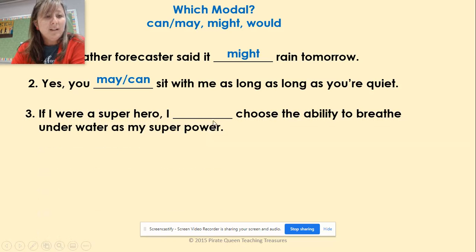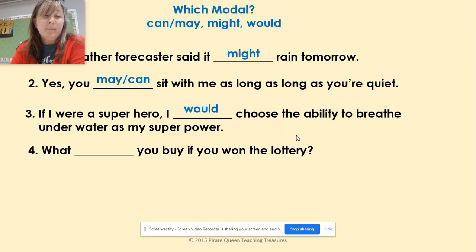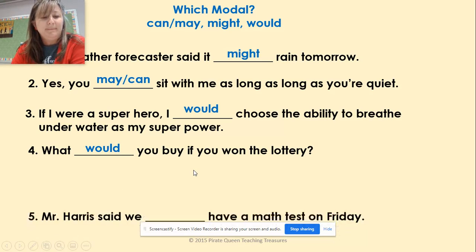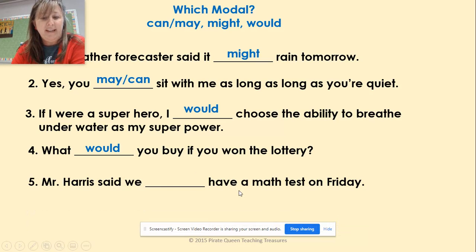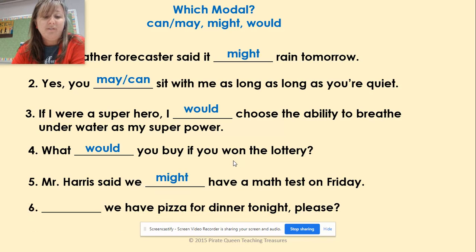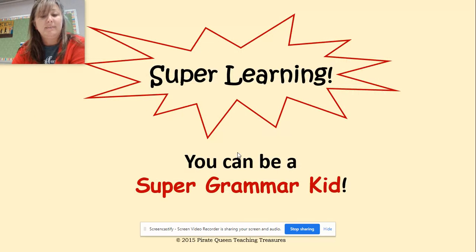Number 3, if I were a superhero, I blank choose the ability to breathe underwater as my superpower. I would choose. So remember, it's mostly unlikely it will happen. Number 4, what blank you buy if you won the lottery? So what would you buy? Mr. Harris said we blank have a math test on Friday. So we might have a math test on Friday. Number 6, blank, we have pizza for dinner tonight, please. So you're asking permission. So may or can. Remember, may is more polite.